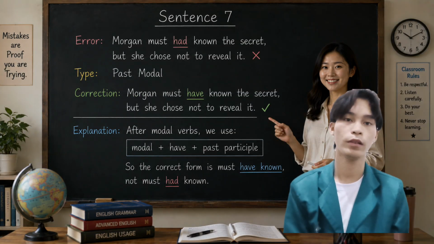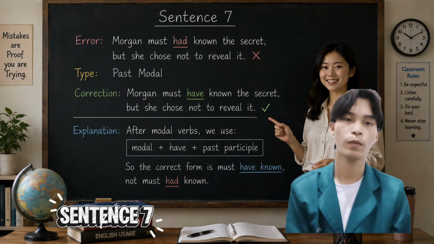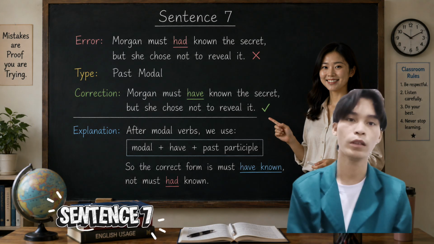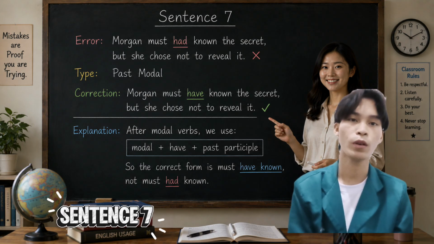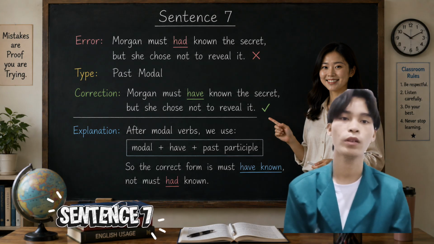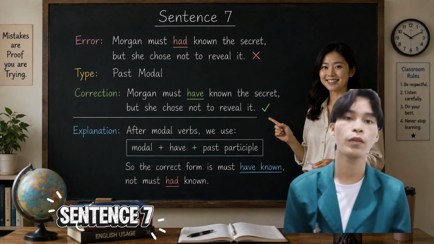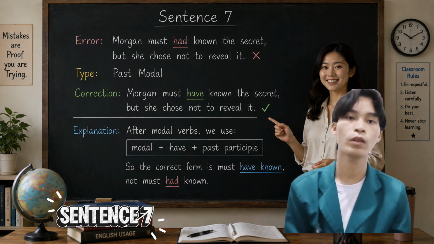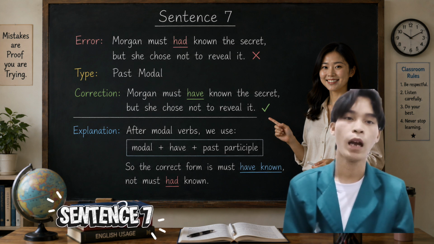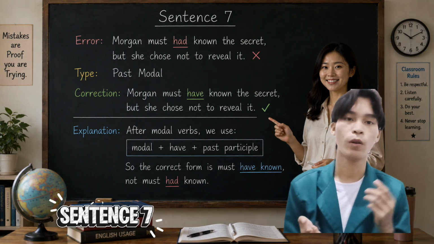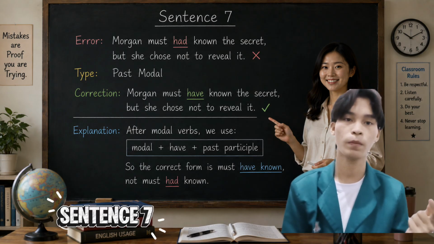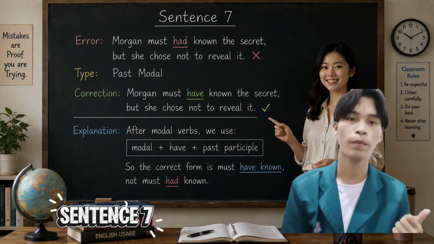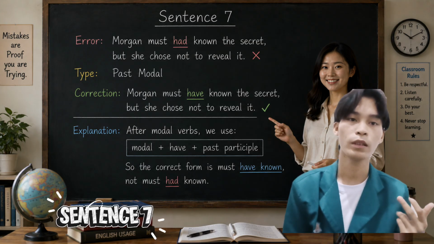And next, sentence 7. The error sentence is: "Morgan must have know the secret, but she chose not to reveal it." This is a type of past modal. So the correct sentence is: "Morgan must have known the secret, but she chose not to reveal it." After a modal, we use modal plus have plus past participle. So the correct form is "must have known," not "must have know."